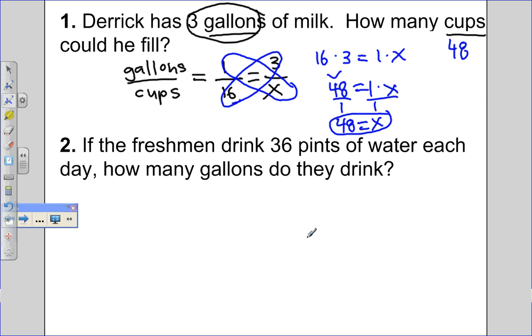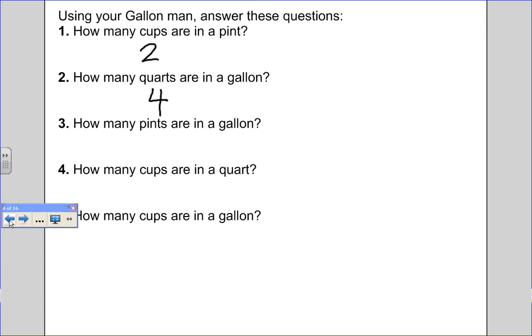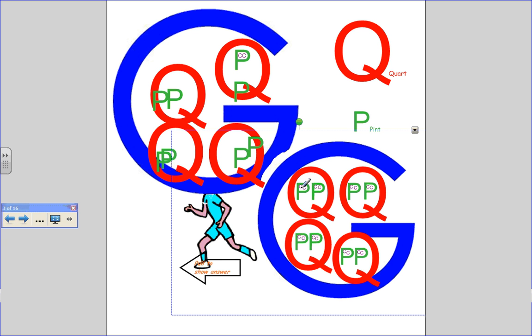Let's try one more together. This next one says, if the freshmen drink 36 pints of water each day, how many gallons do they drink? So we already know what words we're comparing. We're comparing pints and gallons. And let's look back at our gallon man to get that first fraction. There are 1, 2, 3, 4, 5, 6, 7, 8 pints in that gallon.